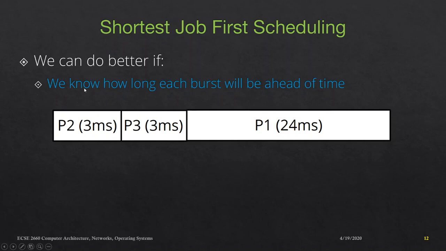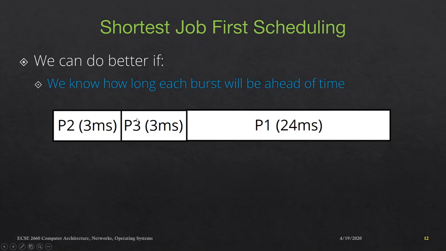If we somehow know how long each burst will be ahead of time based on some sort of a prediction, then we put P2 right in the front, then P3, then we will work on the longest process, P1. So by now you must have figured out that the shortest job first scheduling algorithm requires prediction to be made. So it's purely theoretical, but we can get some approximation done by using exponential prediction. And we'll take a look at that as well.